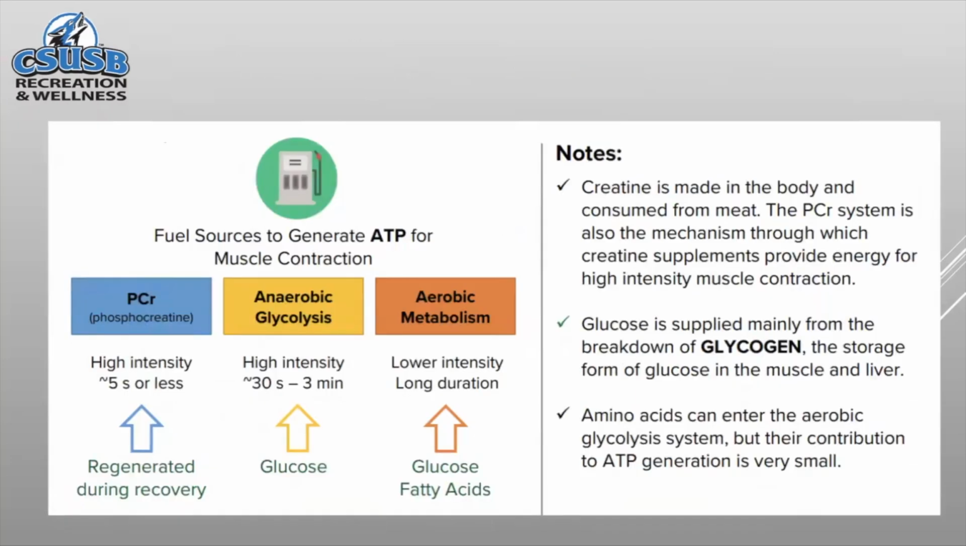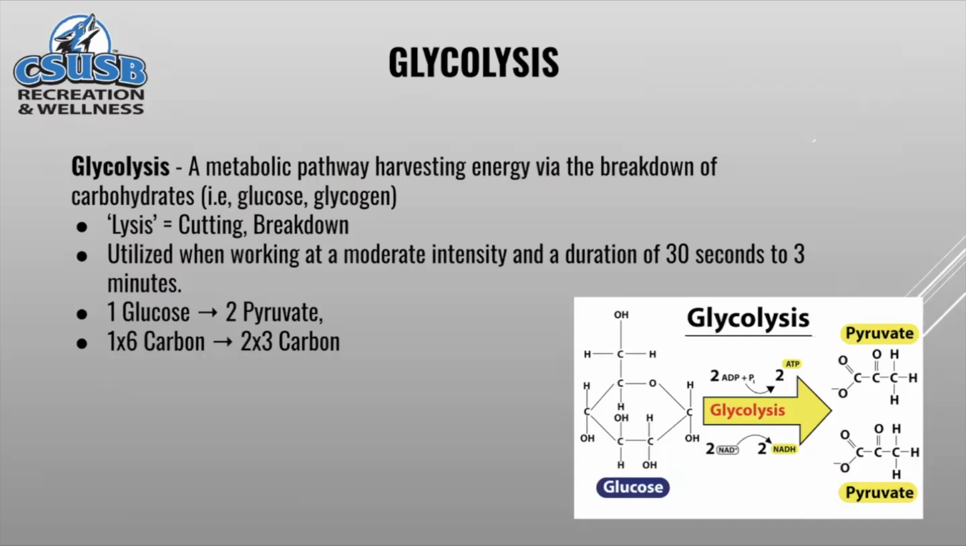Just going back to it again, just kind of emphasizing, the phosphocreatine system is super high intensity, short duration, and then we'll go over our glycolytic and aerobic metabolic pathways later. So looking at glycolysis, right? That's that in-between one. We're going to have moderate intensity and a little bit longer duration. It's not too long, but a little bit longer here, right?